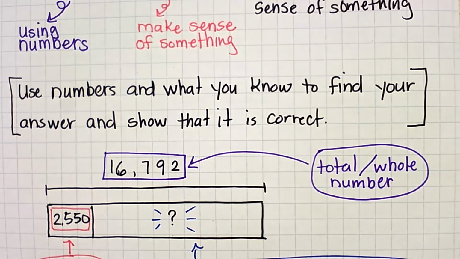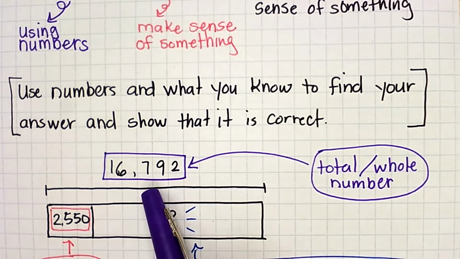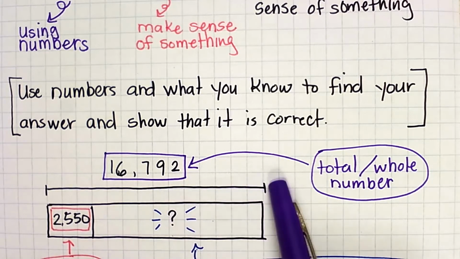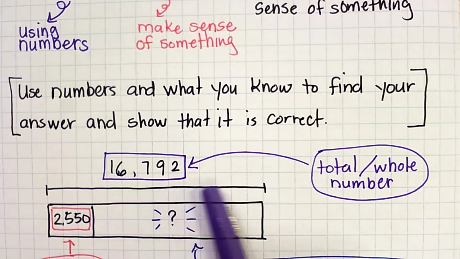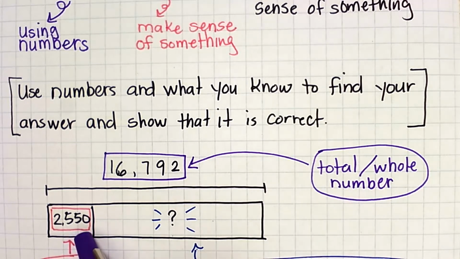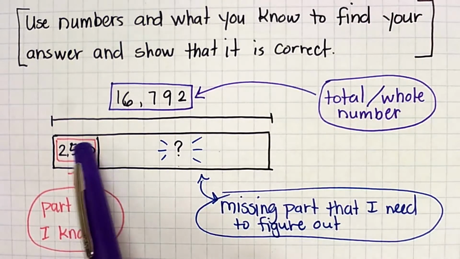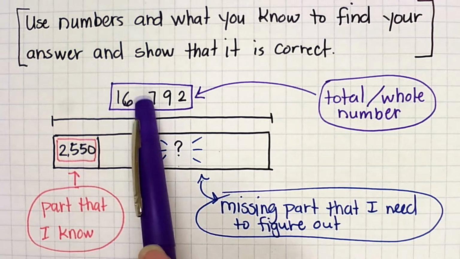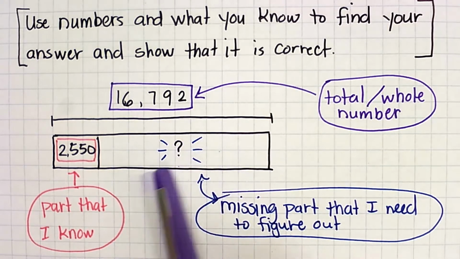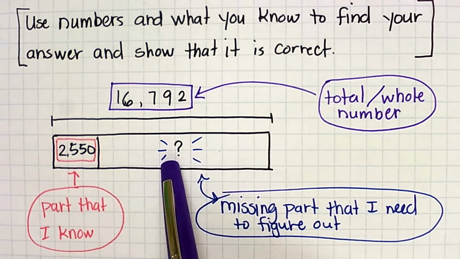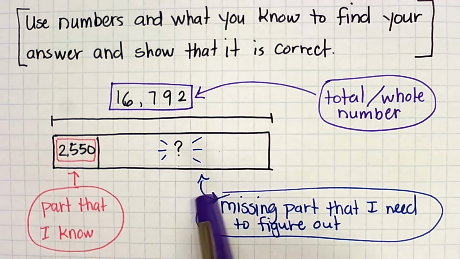So what we need to think about first is, what do each of these numbers or symbols mean? Now, 16,792, whenever the number is on top, it means it's the total amount of everything underneath it. So that means that's our whole number or our total. The number that we have in the bar diagram is the part that I know. So I know that 2,550 is part of this. I want to figure out what is the rest of it. So the missing part, or the part that I need to figure out, is the part where I have either a letter or a symbol or a question mark. So I know that that part is my missing part.